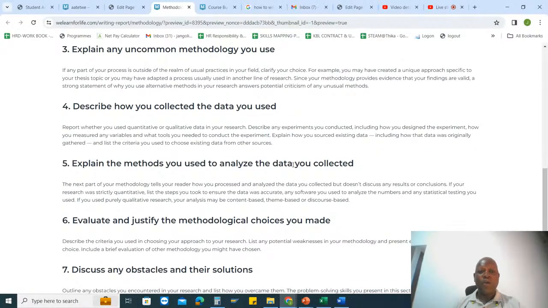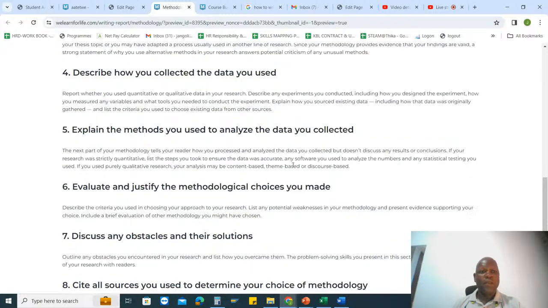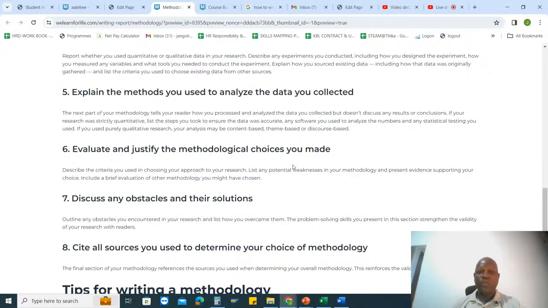It helps you to describe how you collected the data, how you sampled, whether you used stratified or random sampling, and what you considered. Did you consider the kind of data that you're getting, whether it's qualitative or quantitative? Then it helps you to explain the methods you used to analyze the data you collected, which software you used, and the accuracy of the data. Confidence levels are brought out here when you are doing this.